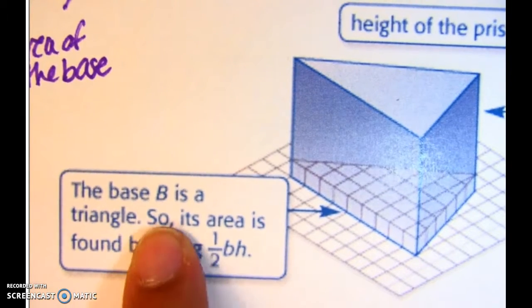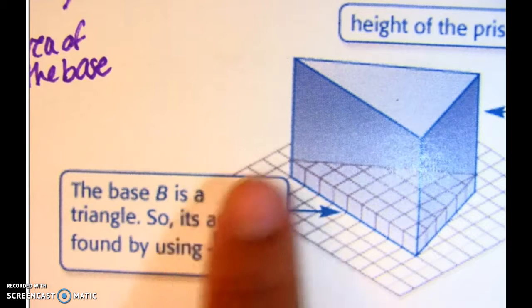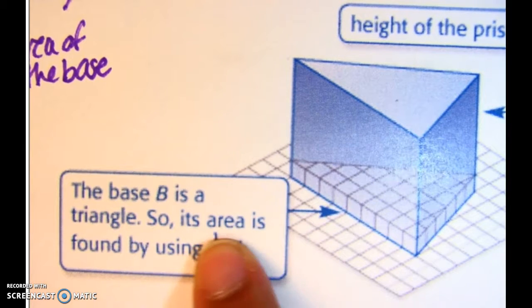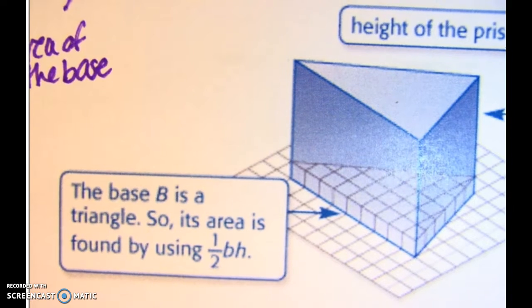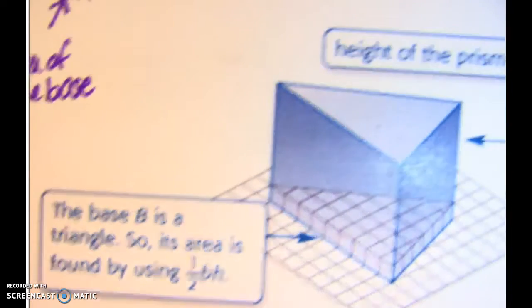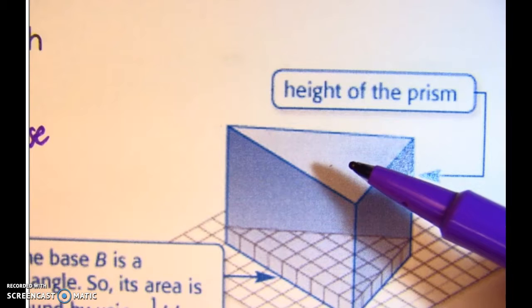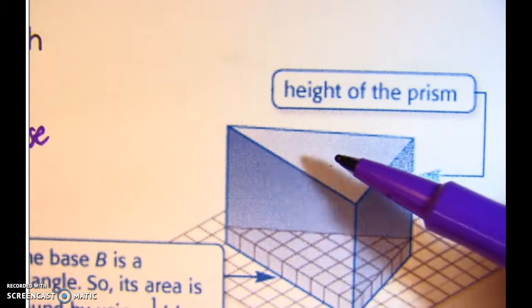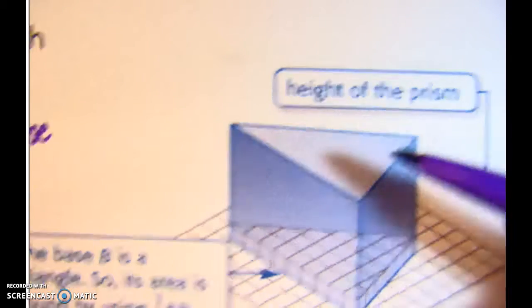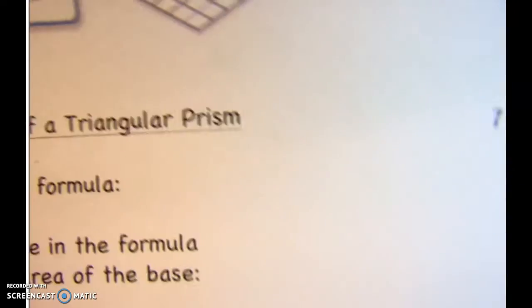And this says since the base is a triangle, we have to use the formula for area of a triangle, which is half of base times height. So I have to find the area of this triangle and then multiply this area times the height. That's the big B. Okay, let's try this one.